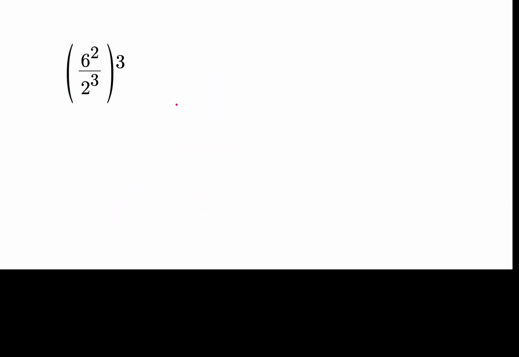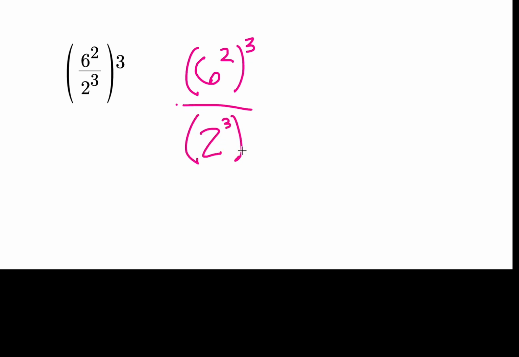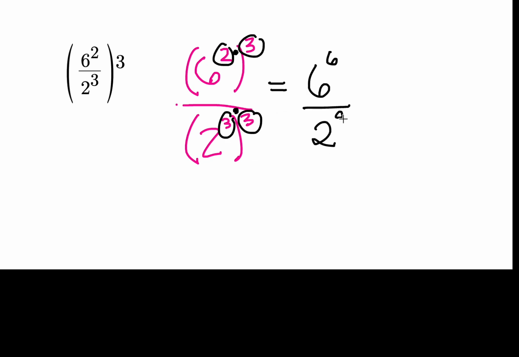So with division, as with multiplication, we still distribute the cube to each of these terms, which results in 6 squared cubed over 2 cubed cubed. Multiply the exponents. In the top, we have 6 to the power of 2 times 3, or 6 to the 6th power, and in the denominator, 2 to the power of 3 times 3, or 2 to the 9th.